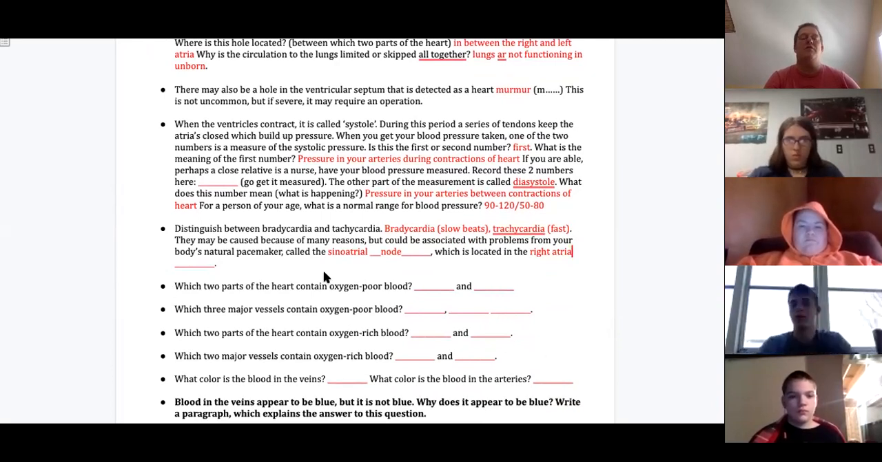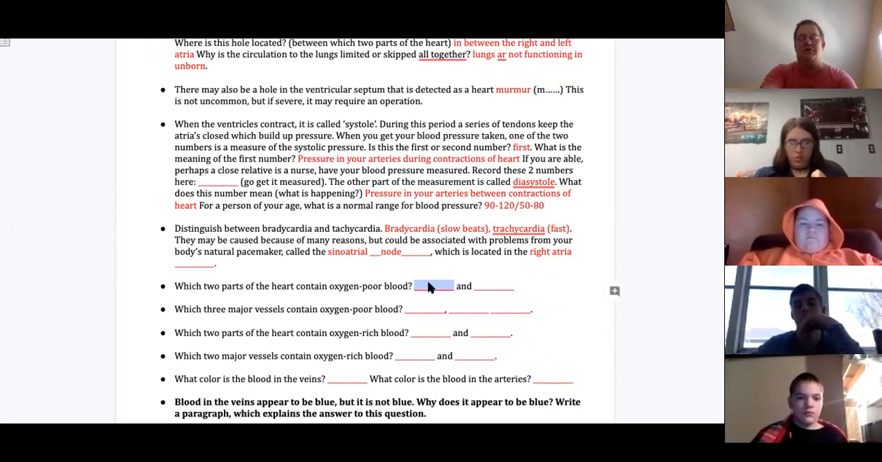Which two parts of the heart contain oxygen-poor blood? The big chambers. Blood returns from the body and goes into the left ventricle and left atrium. Oxygen-poor is the right side. Oh, you're right.